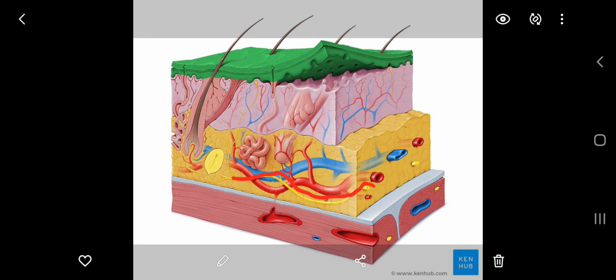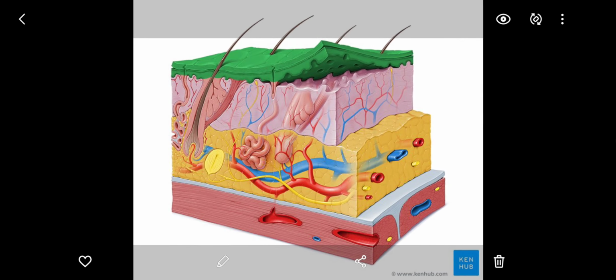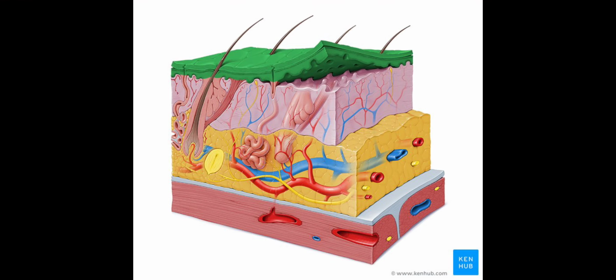Let me tell you about 2 more layers of the dermis. The dermis is divided into 2 layers: the papillary layer of dermis and the reticular layer of dermis. As you can see, the papillary layer of dermis has some papillae on it. These tiny projections are known as papillae. And this is the reticular layer of dermis.